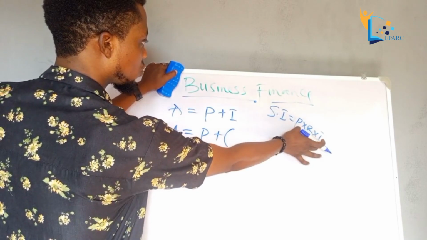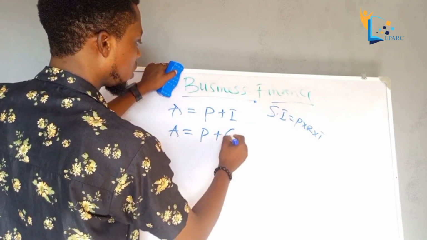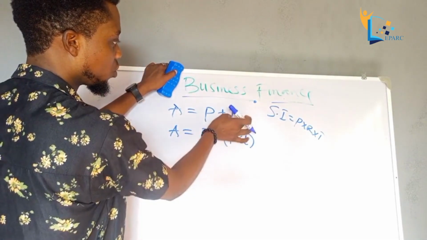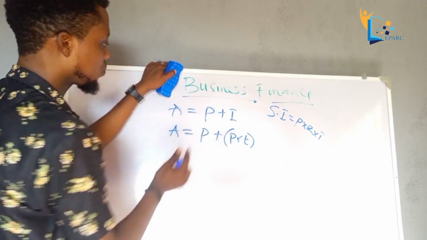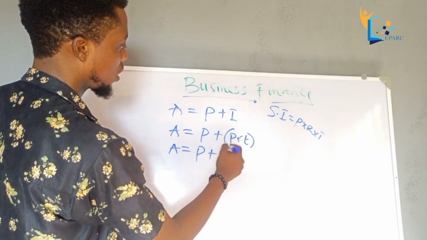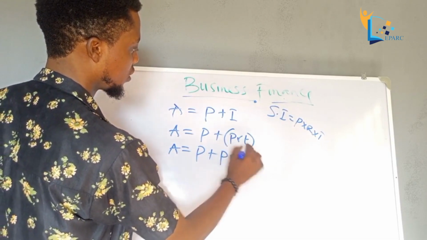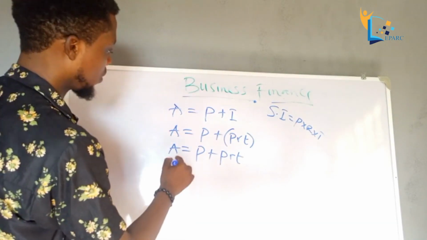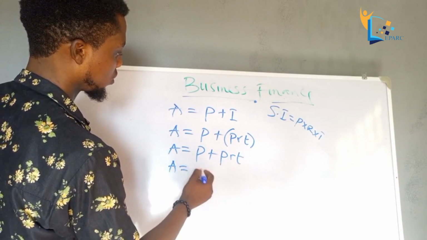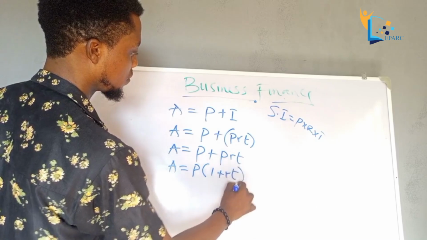Interest here, we substitute this formula. Since the interest here is equal to this, so now we say principal times rate times time. This is for this, this is for this. Okay, now amount will be equal to principal plus interest, which is PRT. Now amount is equal to, take out the common factor here, which is P bracket 1 plus RT.